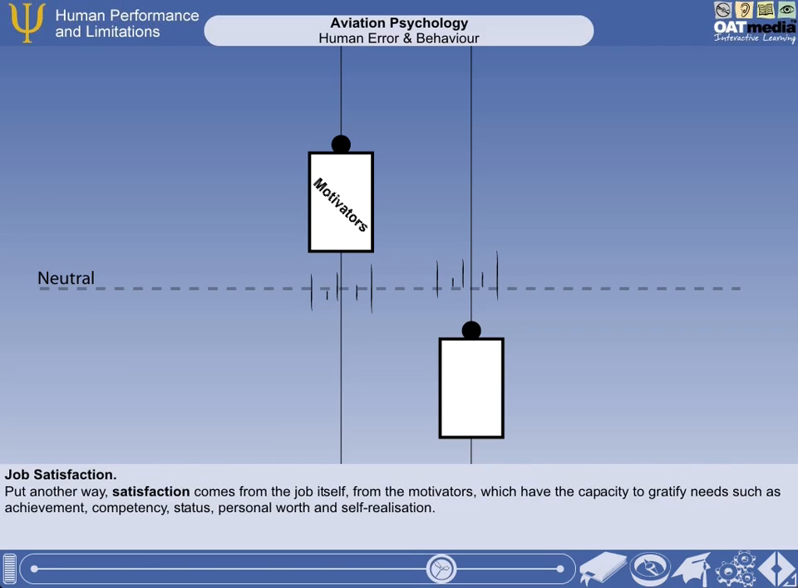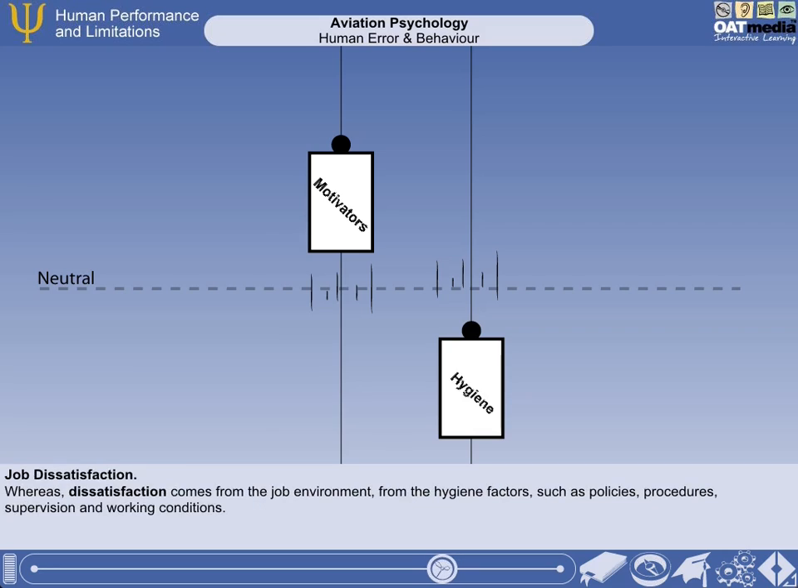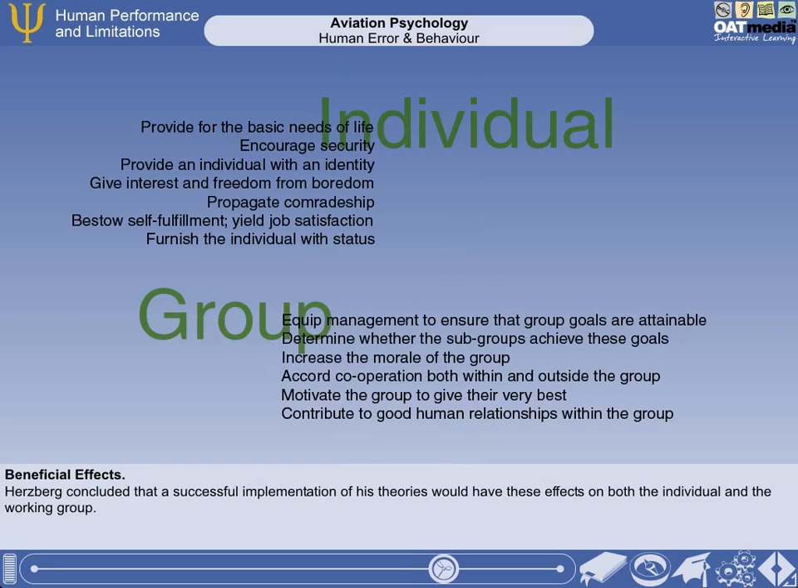Put another way, satisfaction comes from the job itself, from the motivators, which have the capacity to gratify needs such as achievement, competency, status, personal worth, and self-realization. Whereas dissatisfaction comes from the job environment, from the hygiene factors, such as policies, procedures, supervision, and working conditions. Herzberg concluded that a successful implementation of his theories would have these effects on both the individual and the working group.